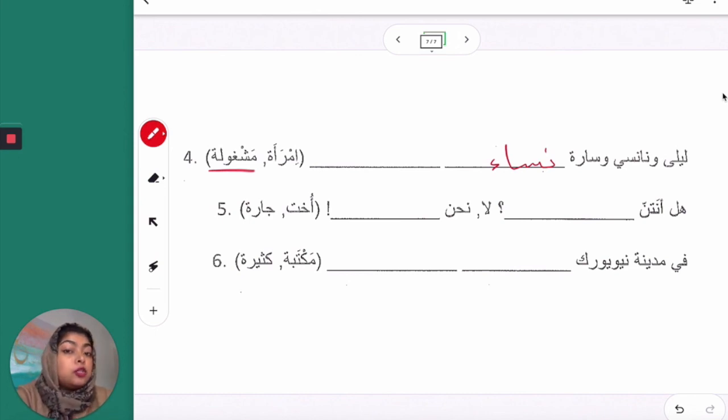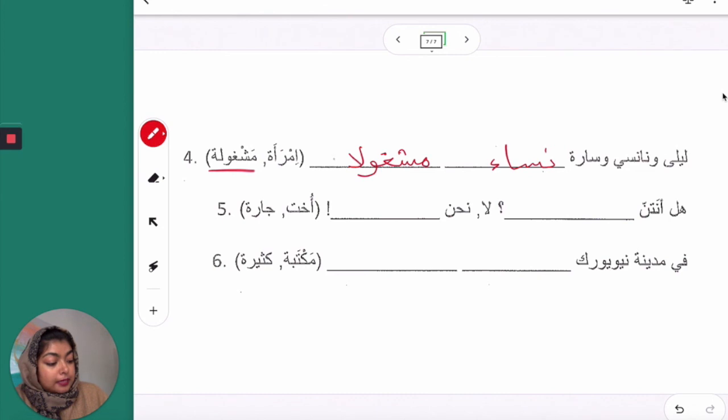نساء. Is it human or non-human? Good, it's human. So that means we have to make مشغولة plural. So we just take the تاء مربوطة. We add ألف تاء. مشغولات. Okay. هل أنتن. ما معنى أنتن? أنتن is when I'm talking to you all, but you all are women. So I'm talking specifically about women.